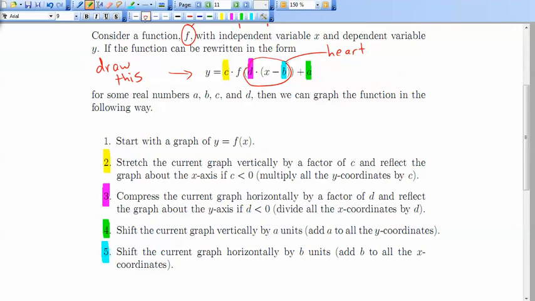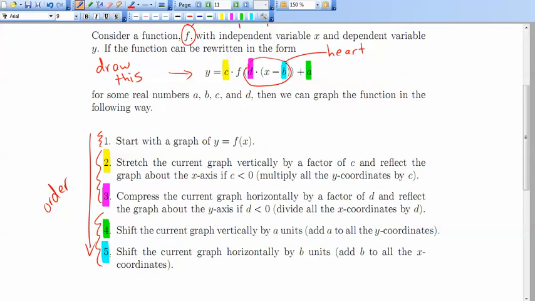Now there's an important order to all of these. You have to start with your basic prototype. Then you can do your stretches, compressions, reflections in whatever order you like, but they have to all happen next. And then after those are all done, the last things that happen are the shifts. Okay, that order is very important.